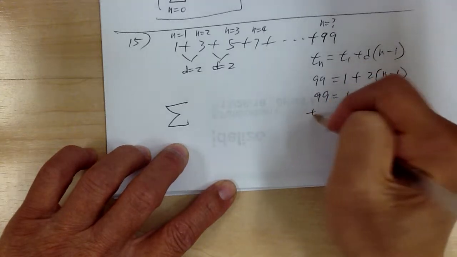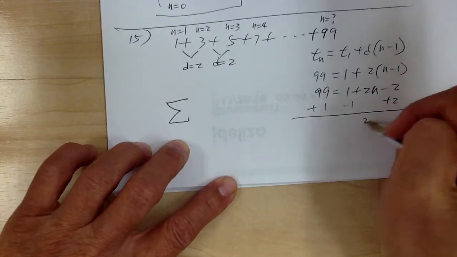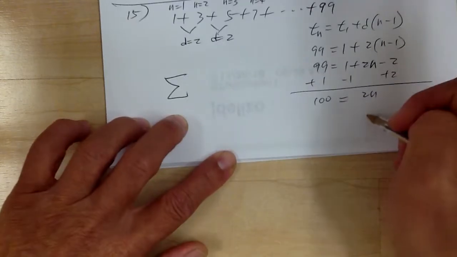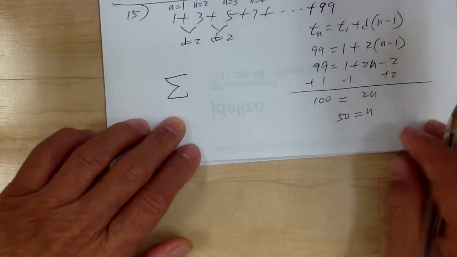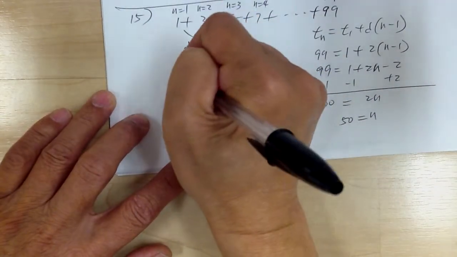So n always plus 1, right? Plus 2 minus 1 give you net of plus 1. So 2n will equal to 100. So n equal to 50. So from here we can see n equal to 50. So n is going to go from 1 through 50.